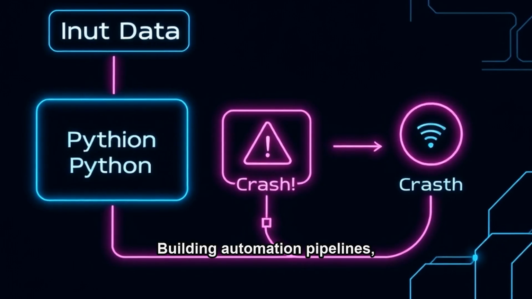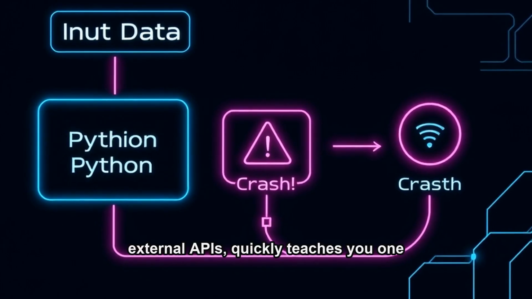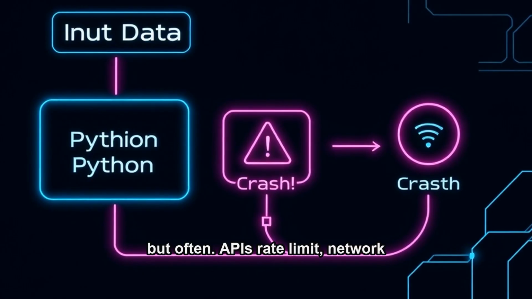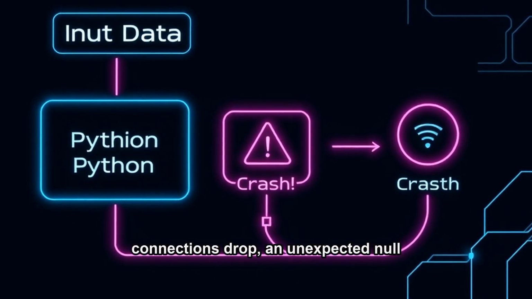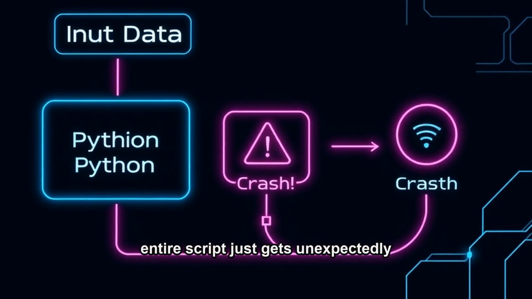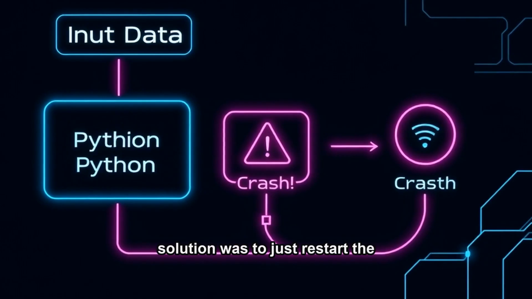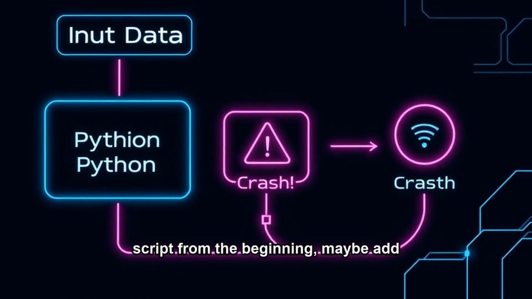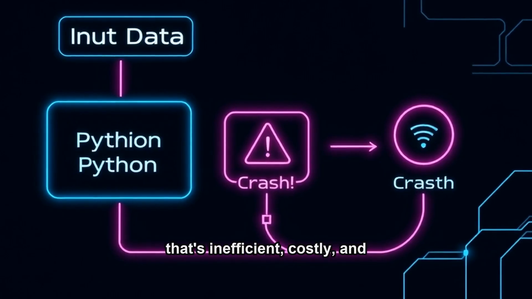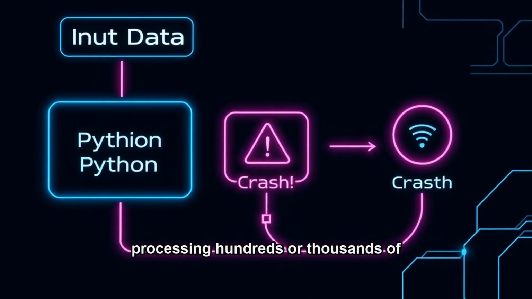Building automation pipelines, especially those interacting with external APIs, quickly teaches you one thing: stuff breaks. Not sometimes, but often. APIs rate limit, network connections drop, an unexpected null value crashes a function, or the entire script just gets unexpectedly terminated. For a long time, my solution was to just restart the script from the beginning, maybe add some basic try-except blocks. But that's inefficient, costly, and completely impractical when you're processing hundreds or thousands of items.